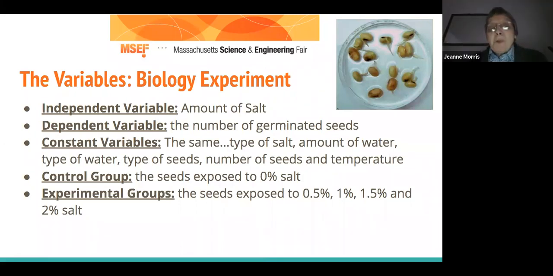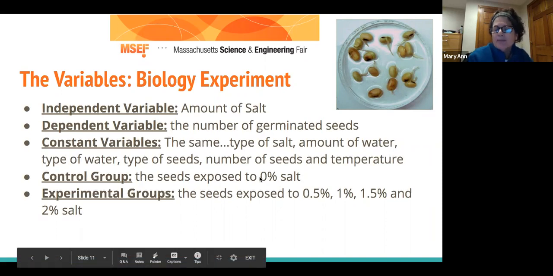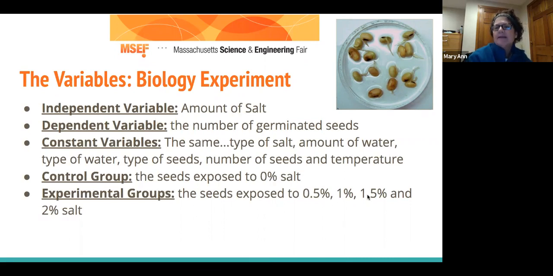Less seeds will germinate, or if at all. Excellent. So if the amount of salt in the solution increases, then the number of germinated seeds is expected to decrease. So what you're predicting here is, with 0%, you're going to get the most germination, and then less and less and less. I'm pointing to the things as if you can see me with my finger. So most germination here, and then less and less and less and less.